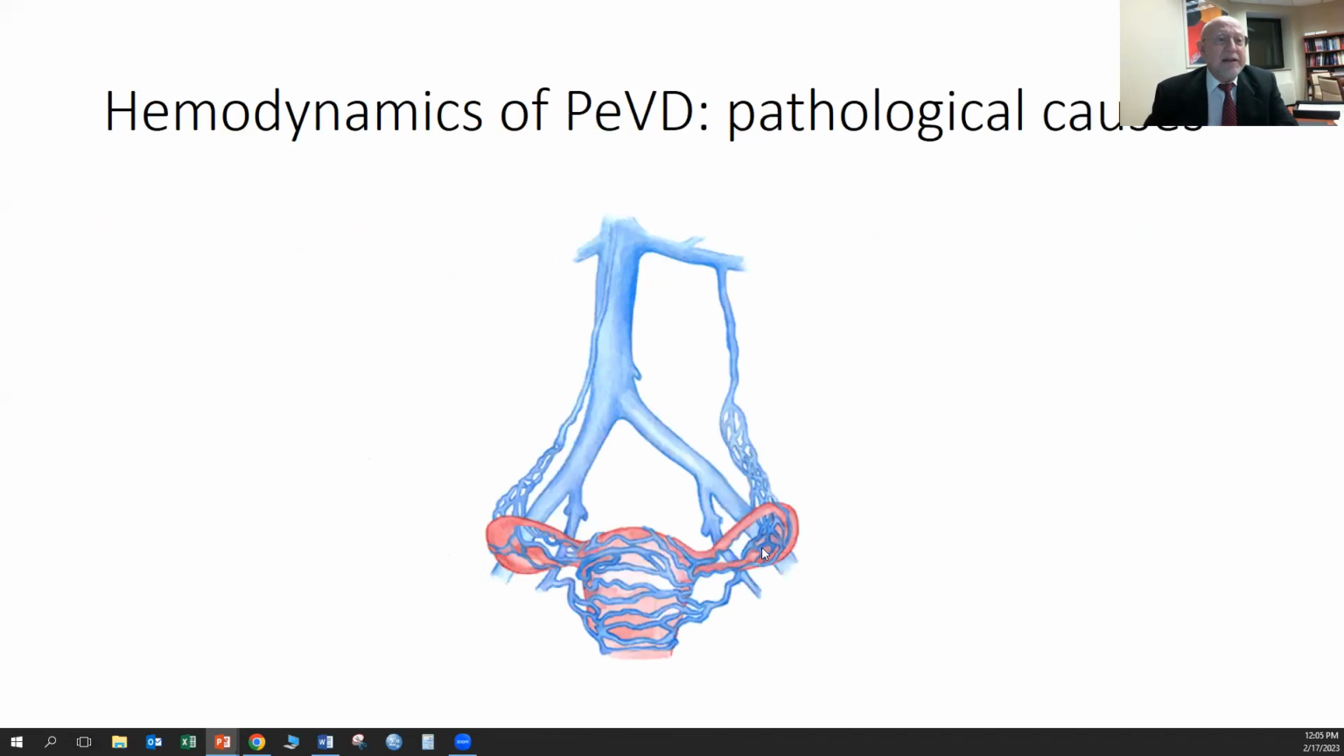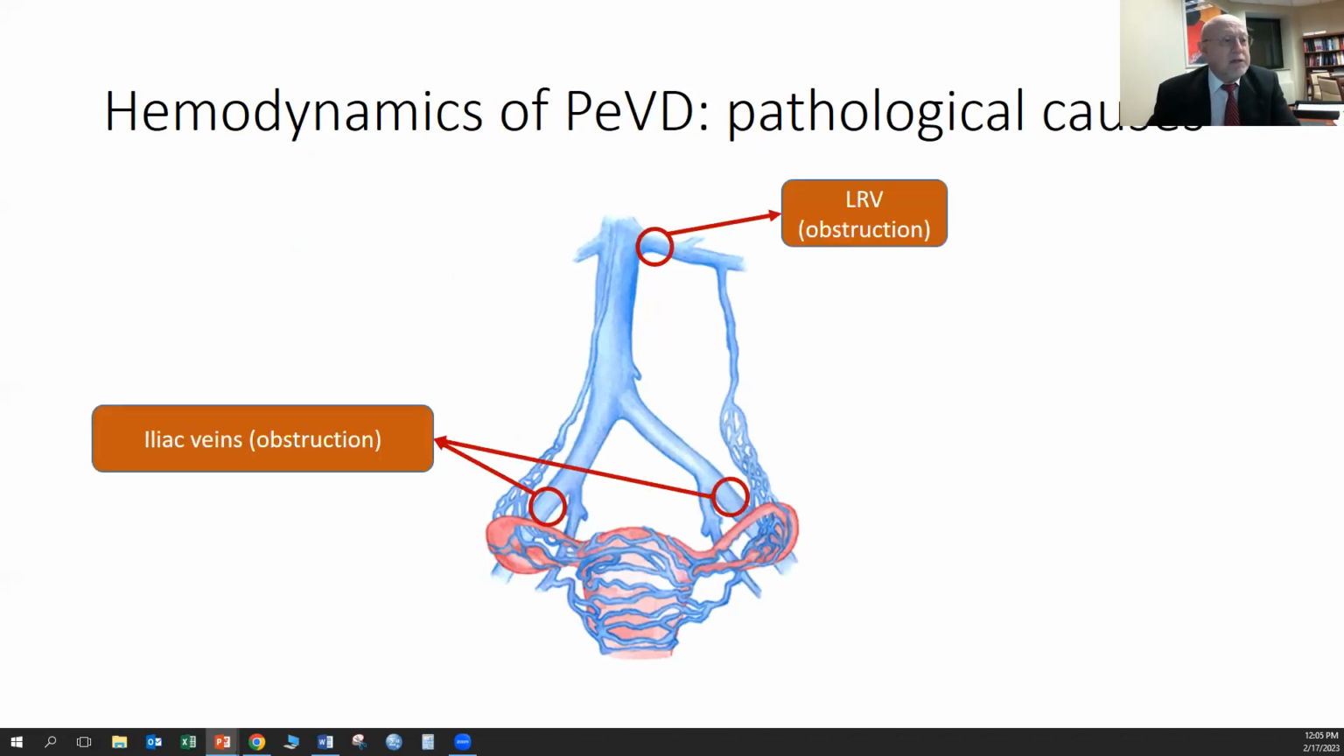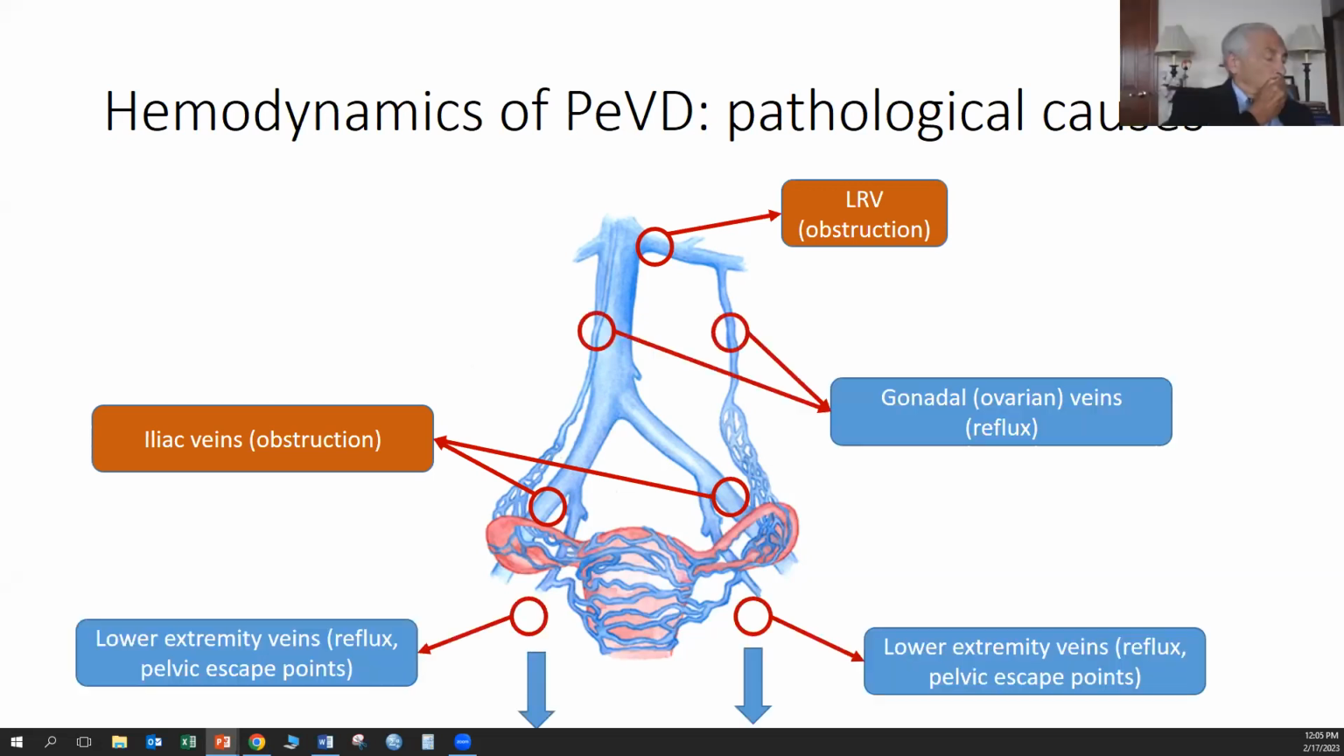So there are only 5 segments in the inferior vena cava system that are usually affected. Left renal vein and iliac veins can be affected by obstruction, either as a result of external compression or thrombosis, congenital abnormalities, or combination of them. The second pathology is reflux in gonadal veins and pelvic vein escapes. These pathologies, of course, can be combined or be isolated in every single patient.